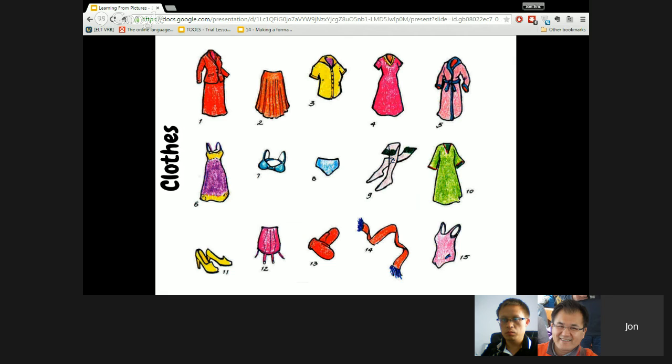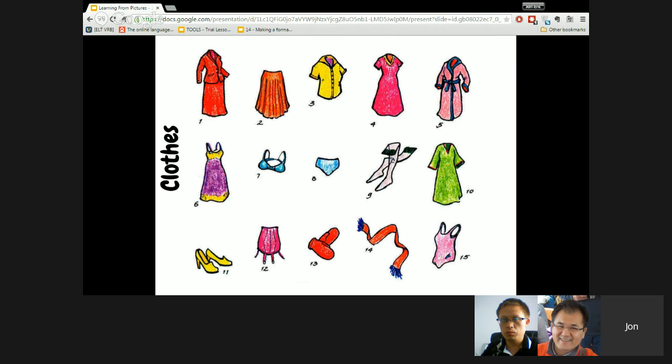6 we didn't do. 6, now this is interesting. 6 is a slip. It's not a dress. It's a very, very thin dress that goes under your real dress. So it keeps the material off of your skin. A slip. Alright, so that's not obvious.